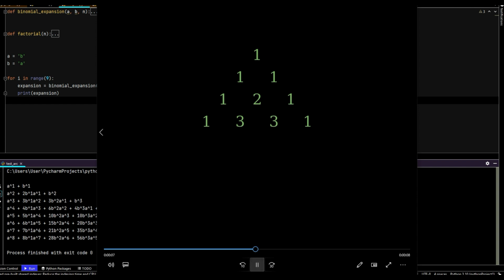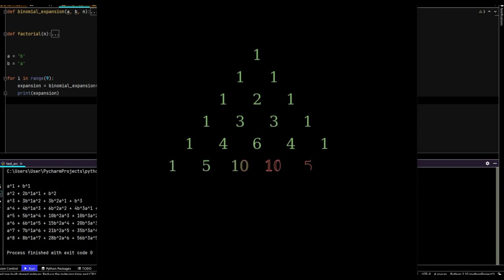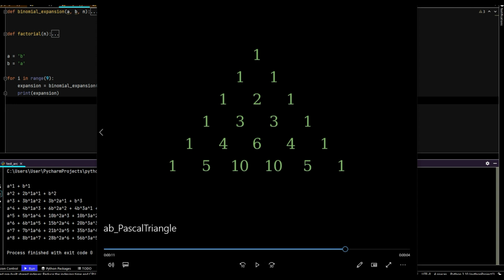Right? So there is a pattern, is it not? Clear pattern. 1 and 0 is 1, 1 and 3 is 4, 3 and 3 is 6, 3 and 1 is 4, 1 and 0 is 1. 6 plus 4 is 10, 4 plus 1 is 5, 1 plus 0 is 1.